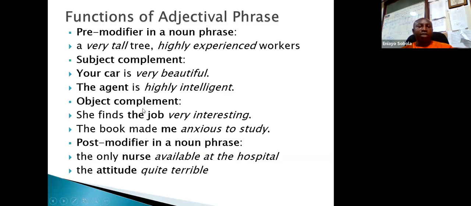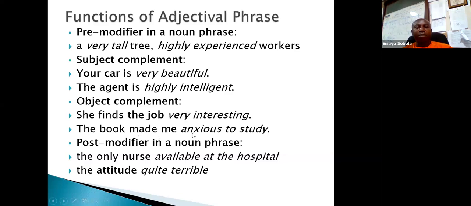So we'll talk about object complements. She finds the job very interesting. Very interesting complements the object, the job. Because in this sentence, we have she as subject, finds the verb, the job the object. The very interesting here is now giving us additional information on the object.